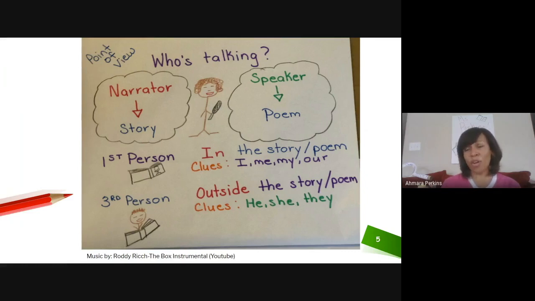Okay. Third person point of view, the person is outside of the text and they're using pronouns like he, she, or they. Okay, so what we're going to do now is I'm going to give you a couple minutes.